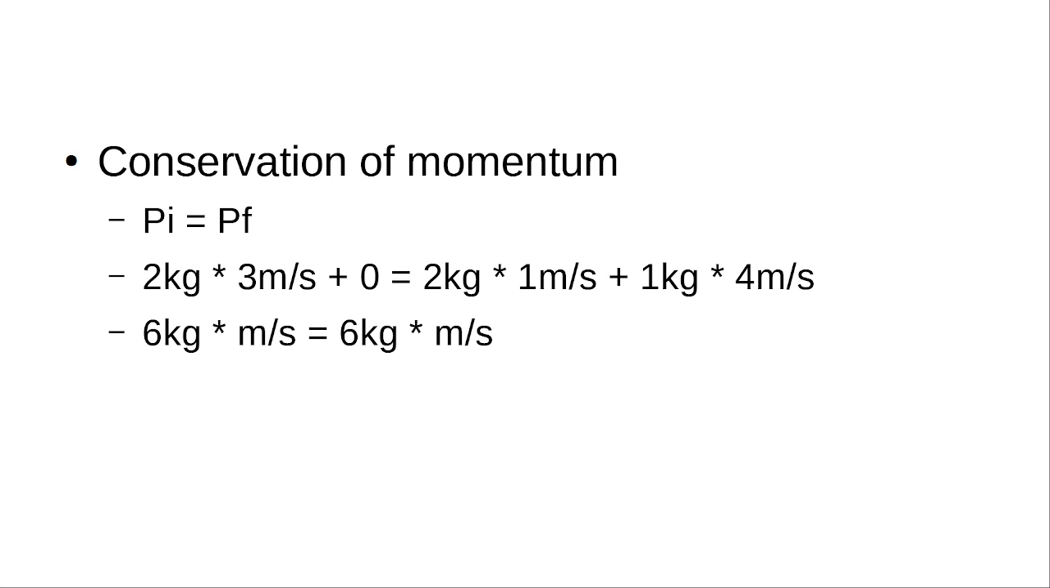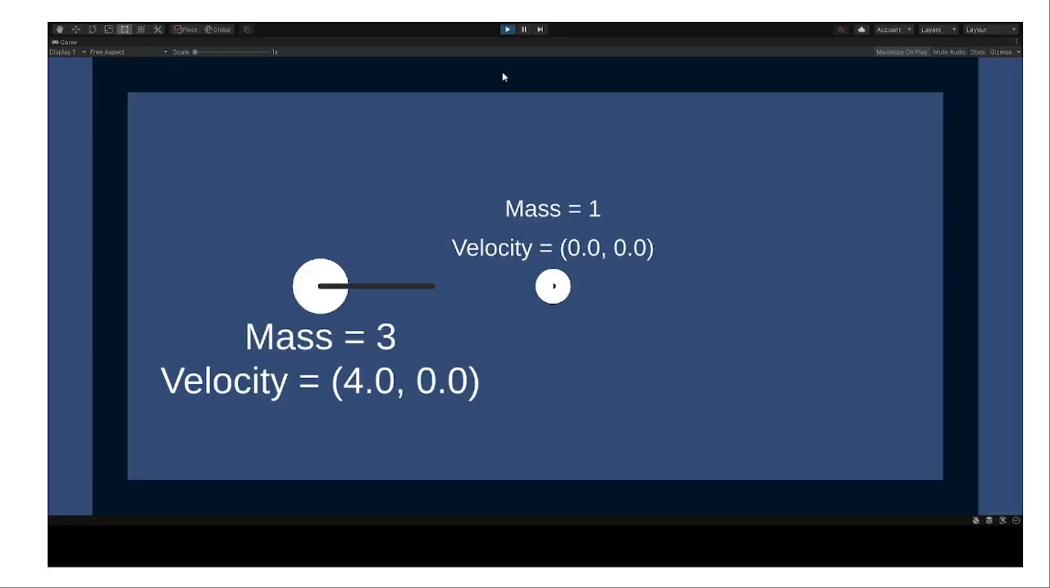Now, let's get into something a little bit more difficult. We can see here that a ball of mass 3 and velocity 4 is going to hit a ball of mass 1 that's standing still. Now, what will be the final velocity of these balls after the collision? And how do we even calculate it?